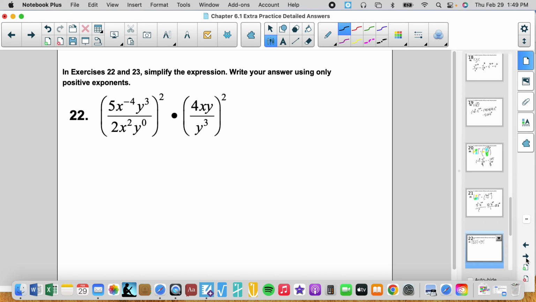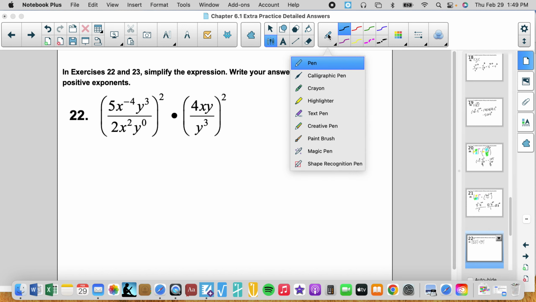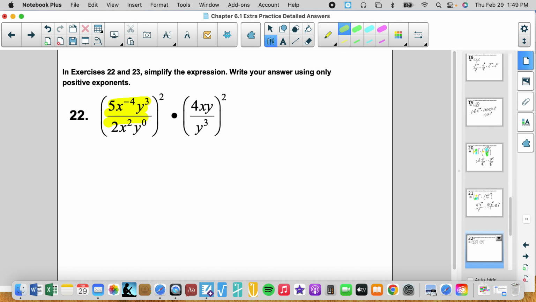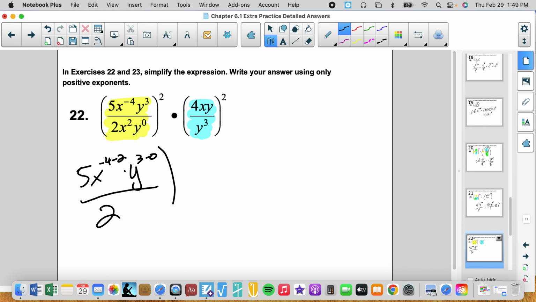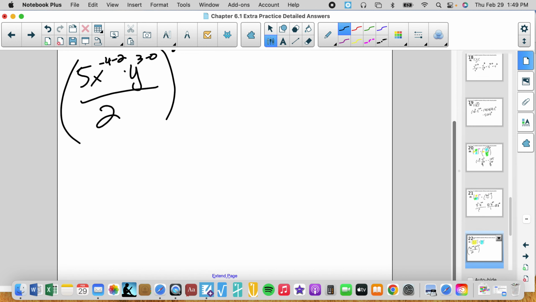So, order of operations, we're going to do exponents before the multiplication. So, better yet, let's simplify inside each of these, because we've got some like terms here, and we've got some like terms in here too. So I'm going to simplify before I do any of those exponents. You have 5, you have x to the negative 4 minus 2, because we're dividing those, times y to the 3rd minus 0 over 2 squared. And I'm going to simplify that.